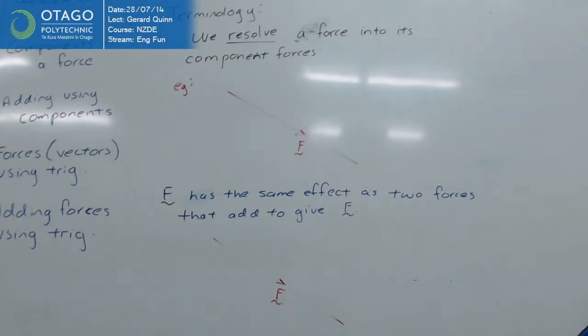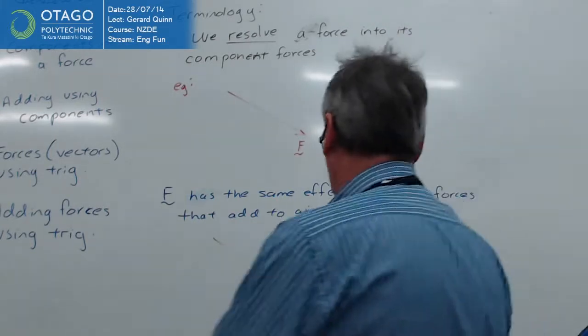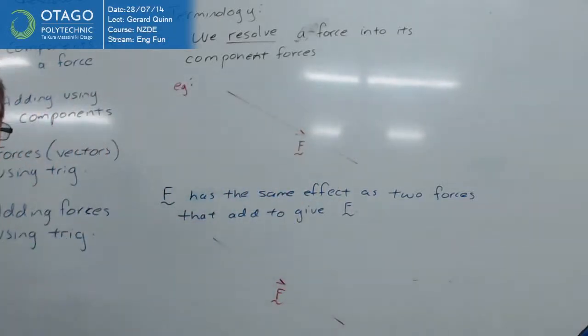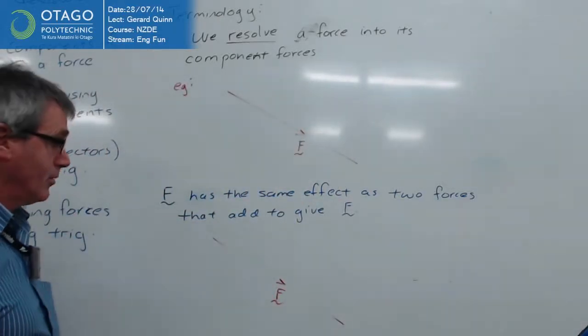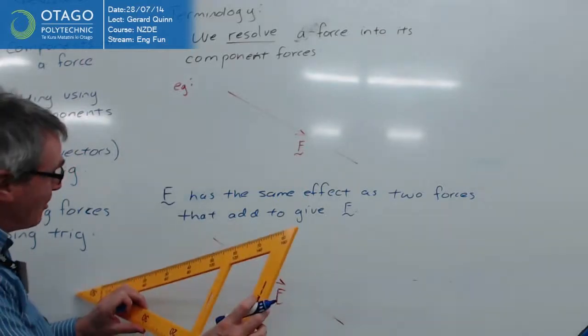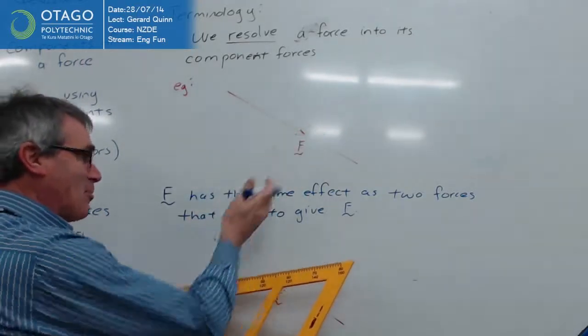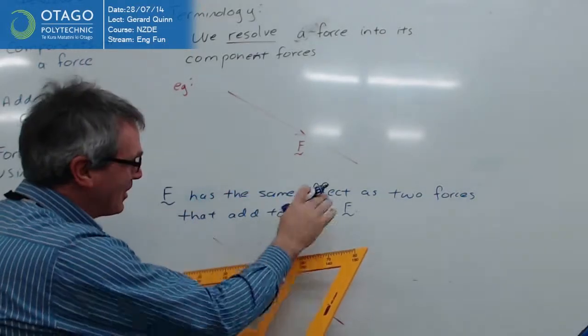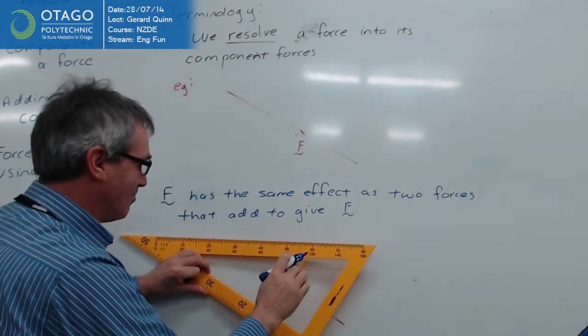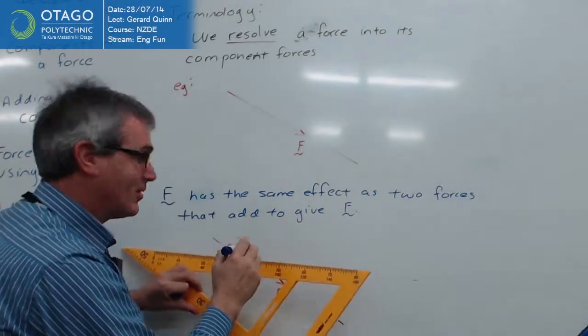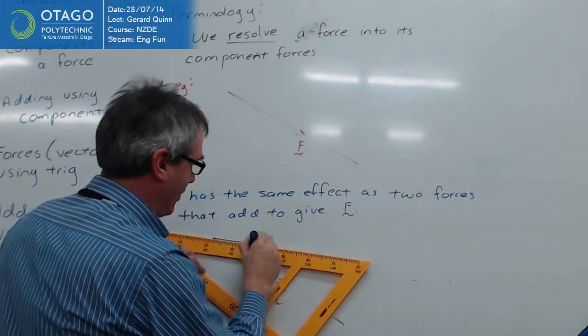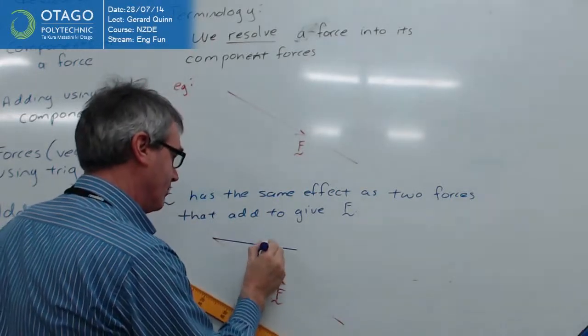So can anybody give me some directions to what I could do? What could be the components? Let's go right. Okay, I could go like that. That could be one of them.